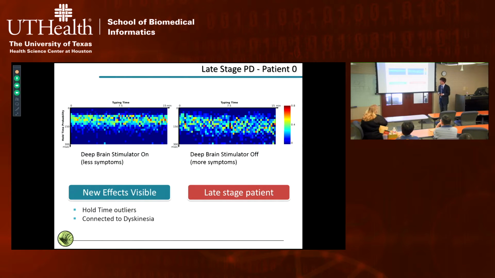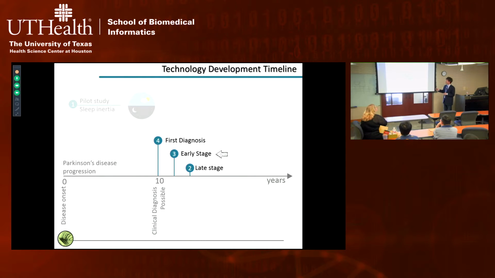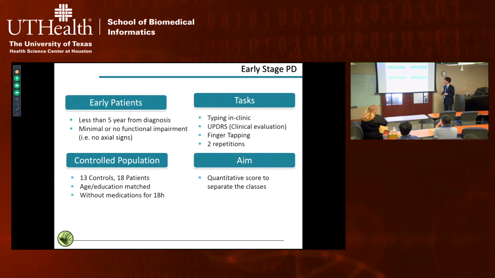Dyskinesia are involuntary, not voluntary movement. The thing is that this is a late stage patient, so we did not want to base our study on a late stage patient population. So we went for the harder one, the early stage population. We got patients that, by our definition of early stage, have less than 5 years from diagnosis and have minimal or no functional impairment. Essentially, it's very hard to tell from an untrained eye that they have Parkinson's disease.